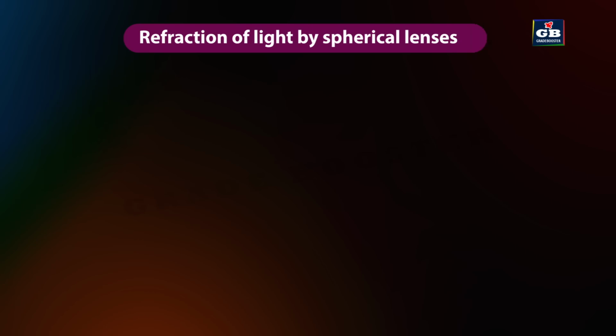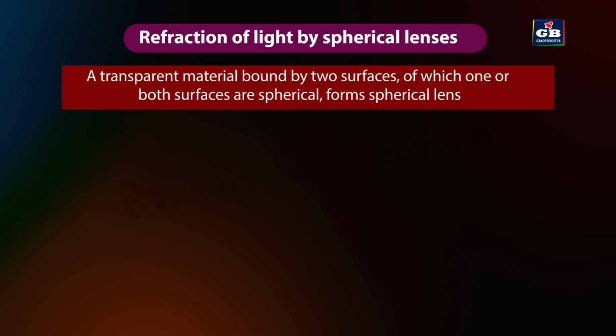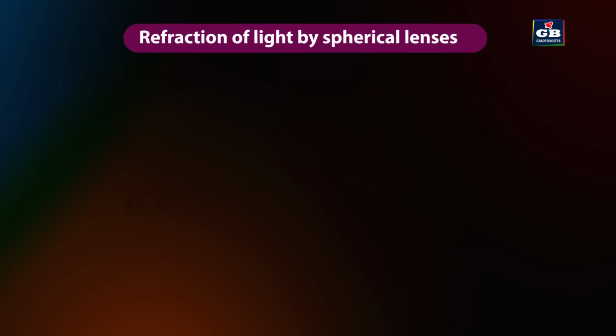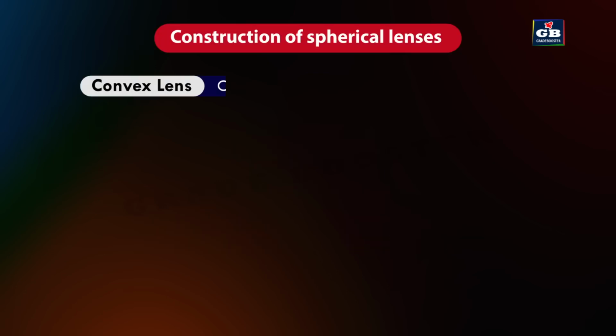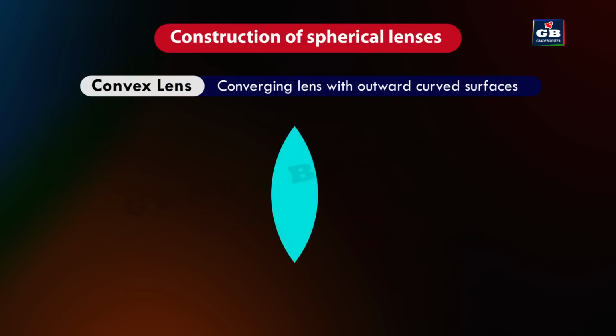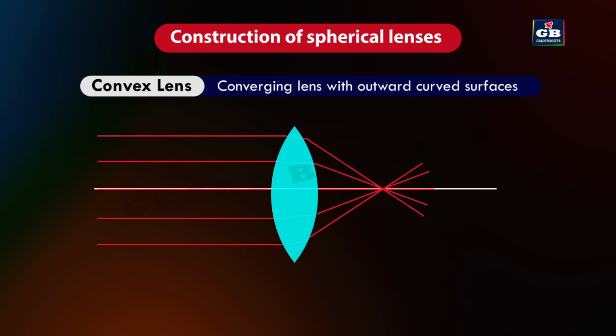Now let us see the refraction by spherical lenses. A transparent material bound by two surfaces of which one or both surfaces are spherical forms a spherical lens. They can be either convex lens or concave lens based on their shape and refractive properties. A convex lens, also known as converging lens, is a transparent material with curved surfaces. It is thicker at the center and thinner at the edges. Convex lenses are designed to converge or focus parallel incident light rays to a single point called the focal point.